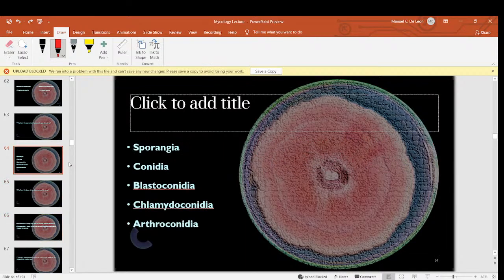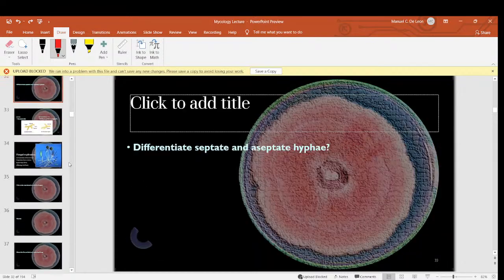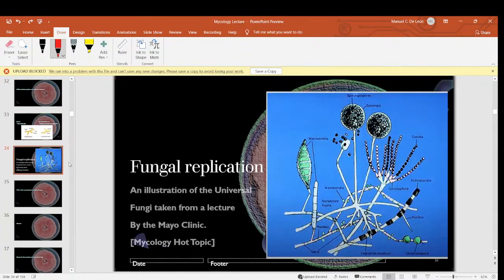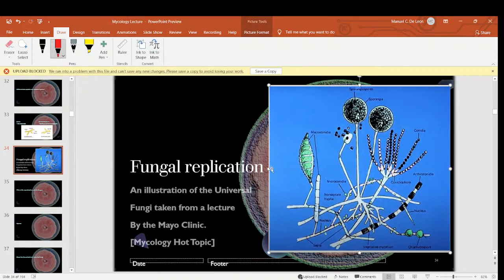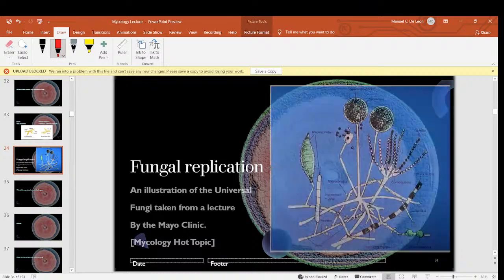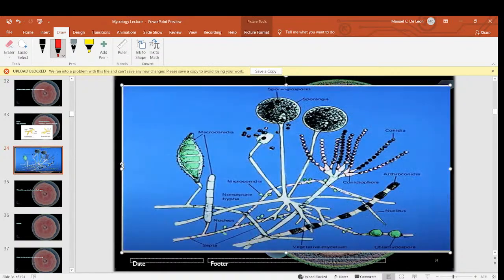Okay, so let's go back to the picture of the universal fungi. Look at the appearance of macroconidia. Let me try to increase the size. Because you guys already have your own copies, I sent an original copy to Sir Mac, so you will have a copy of this one. So I didn't need to modify it any further.